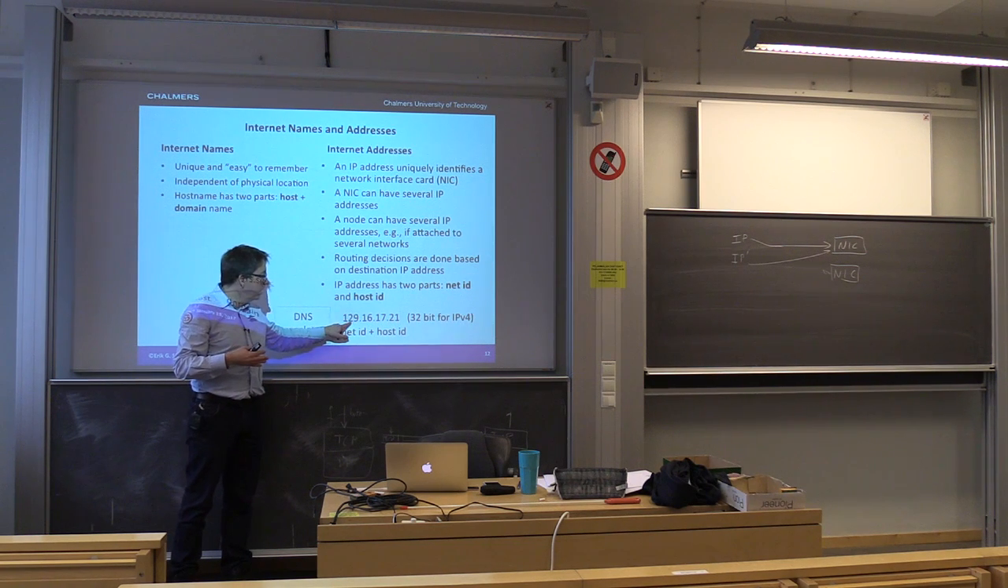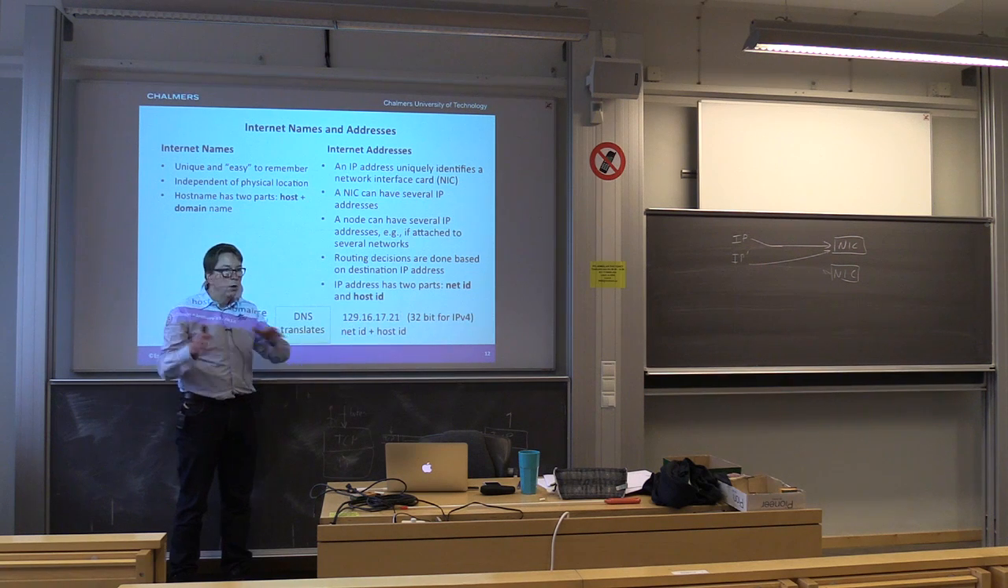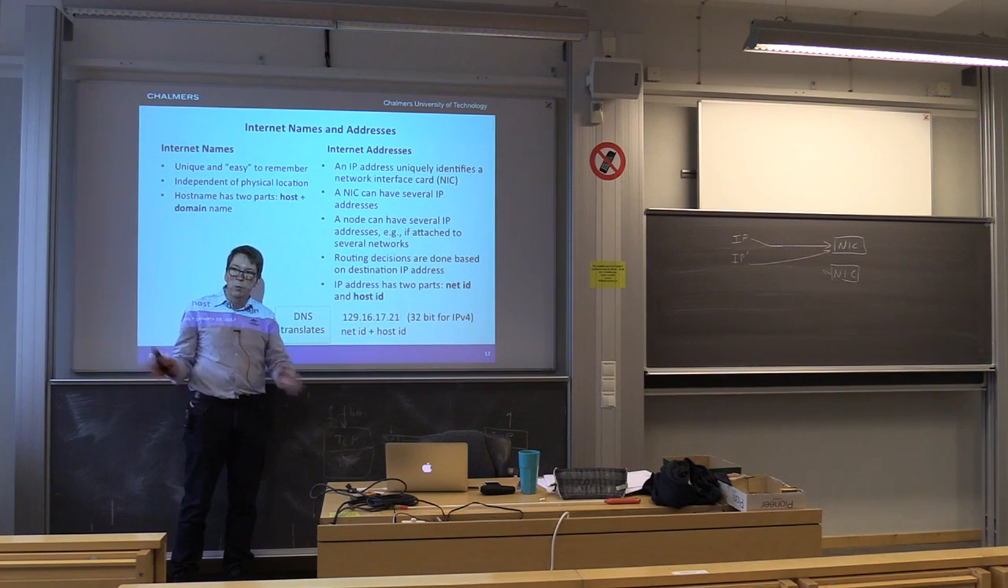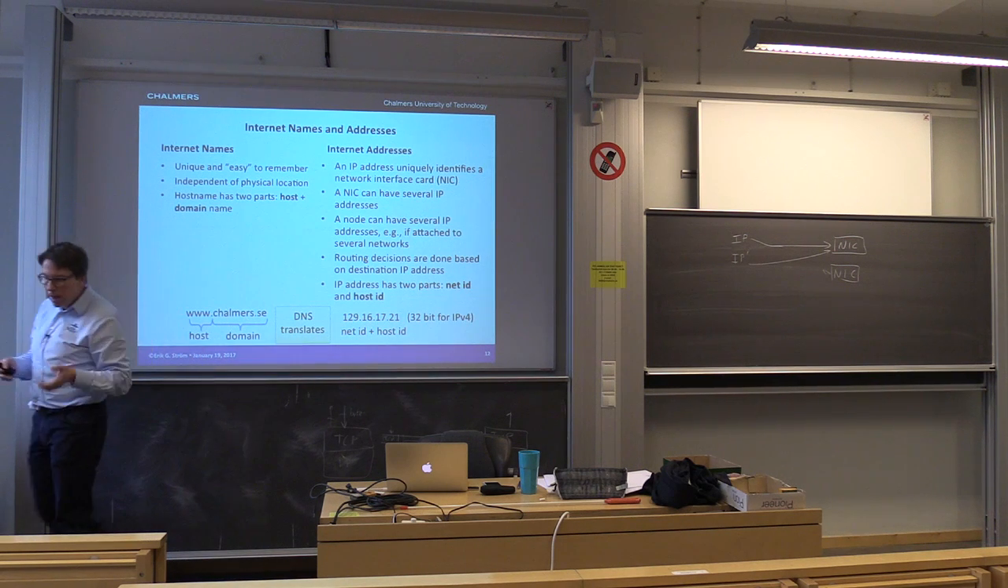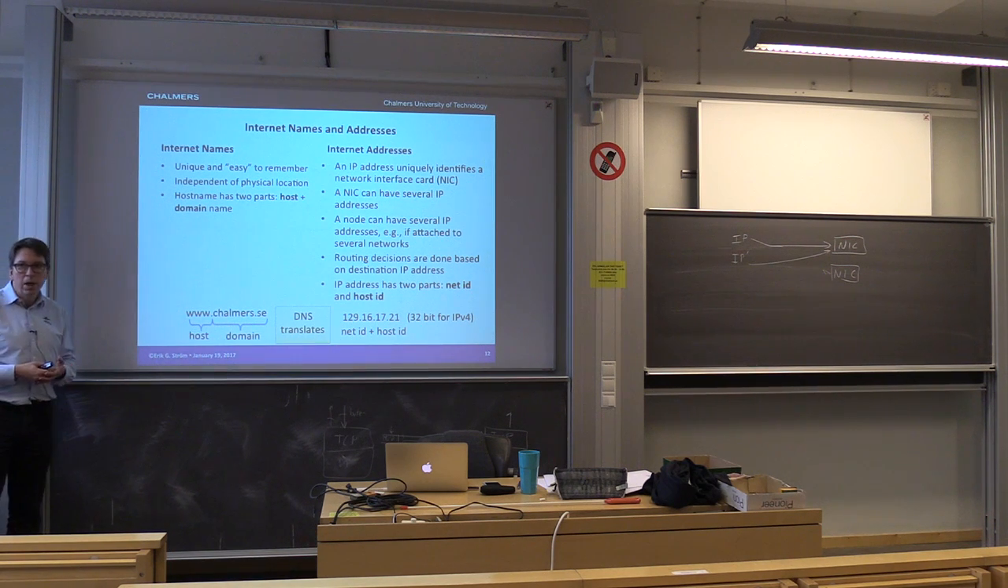So I can scan this, and I can send a bunch of packets going to different IP addresses, but they all have the common 129. All of them are going out the same line. Okay? So it's a hierarchical address here that helps routing. Otherwise, the routing table would have to have an entry for all possible IP addresses.